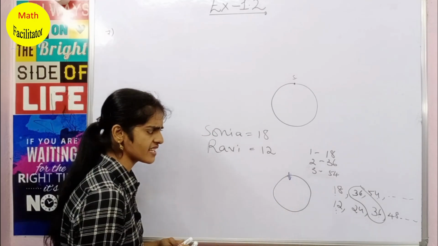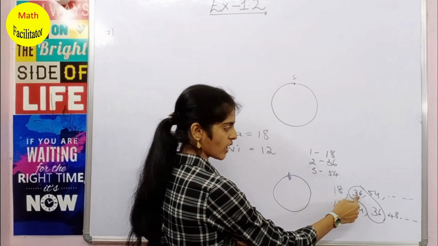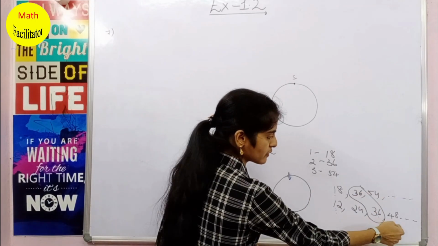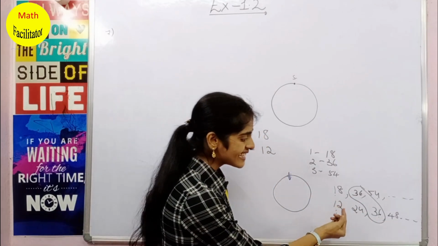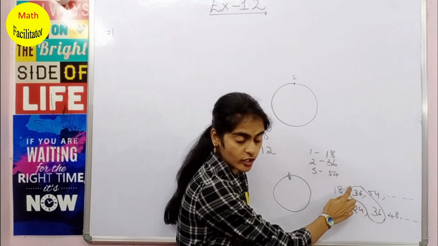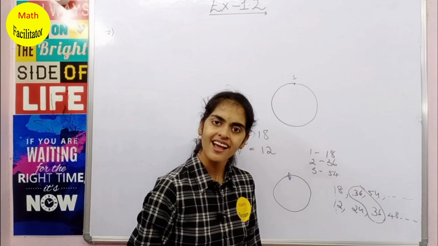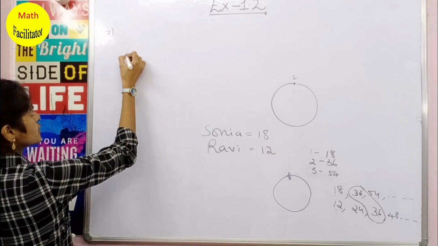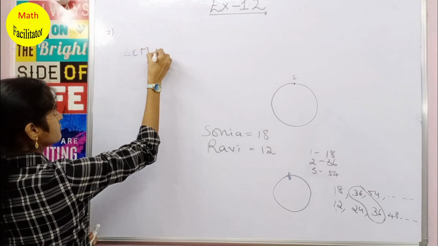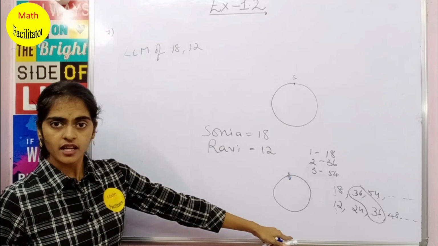So that means nothing but you have to take the least common multiple. Here you have multiples of 18, multiples of 12. So out of this, what are you finding out? You are finding out the least common multiple. The common multiple which is least. That means the first common multiple you are finding. Understood? So that is the reason we will take LCM for this. So you will find out LCM of 18 and 12. Understood? Now the logic behind this.